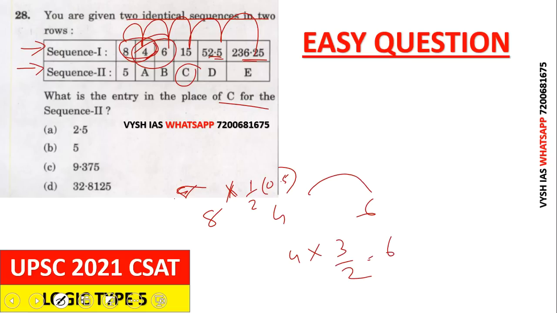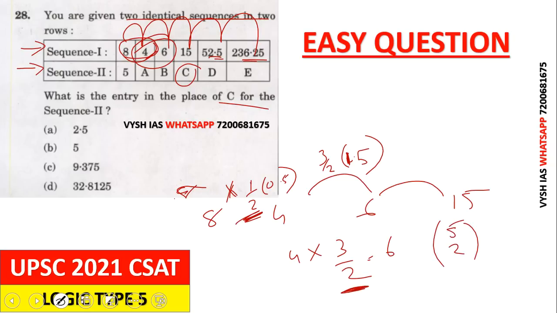This 3 by 2 is what? That into 3 by 2 they have done. That is into 1.5. After that, 6 has become 15. So first we did multiplication by 1 by 2. Then they did multiplication by 3 by 2. Then obviously what will they do? They'll next multiply by 5 by 2. 6 into 5 by 2 is 30 by 2, which is 15. So they have done into 5 by 2, that is equal to 2.5.